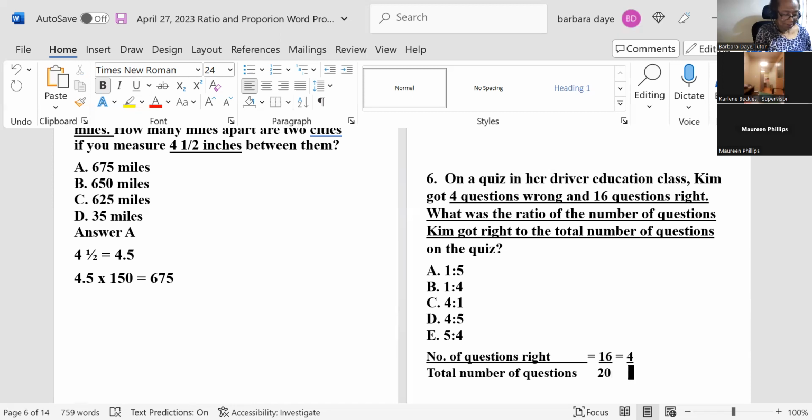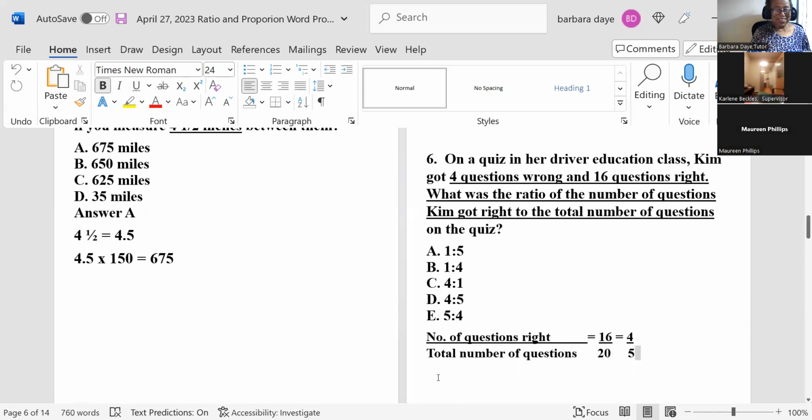You see why I said mathematics, right? Because it was nice numbers to work with. So the answer is D. Yeah, it gave you nice numbers that divide into each number. 4 goes into 20, 4 goes into 16. So you get 4 over 5 and 4:5, another way of expressing the ratio.